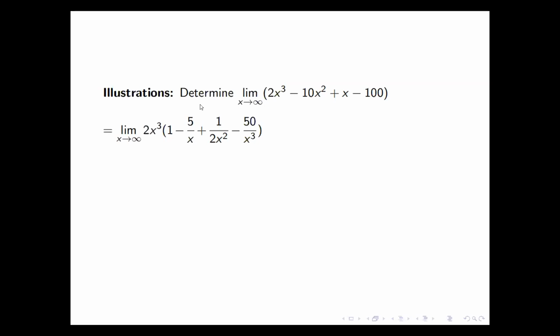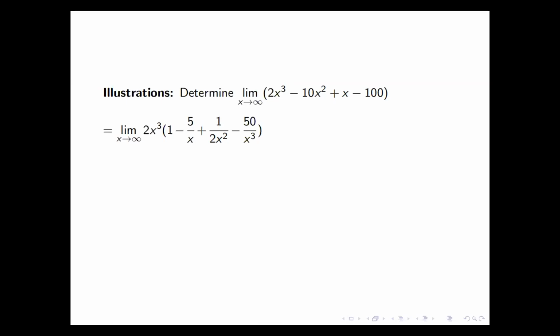So 2x cubed divided by 2x cubed is 1. Negative 10x squared divided by 2x cubed is negative 5 over x. x divided by 2x cubed is 1 over 2x squared. And then negative 100 divided by 2x cubed is negative 50 over x cubed. You can just verify those calculations.